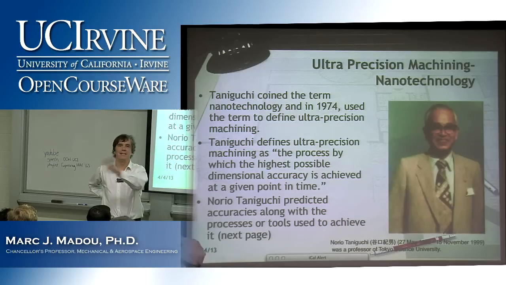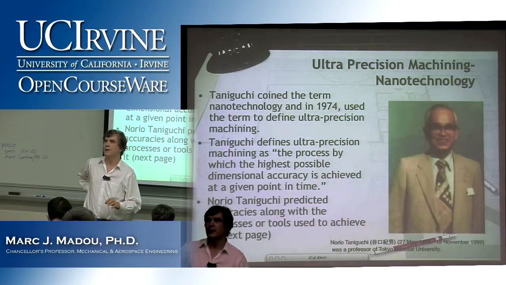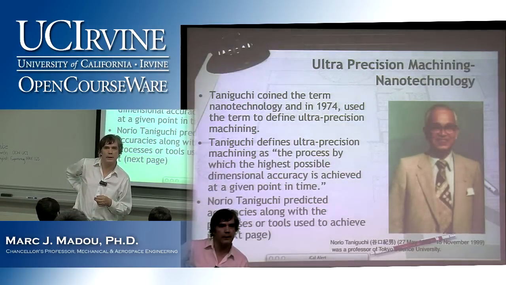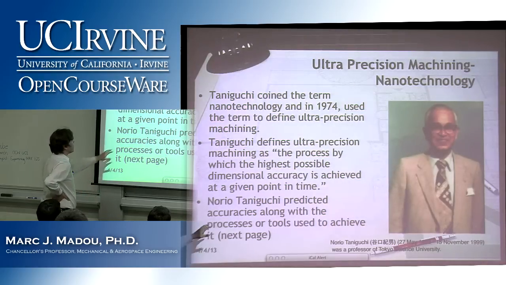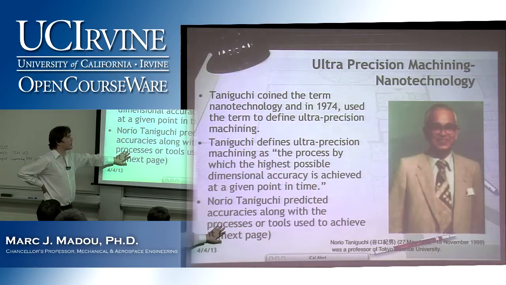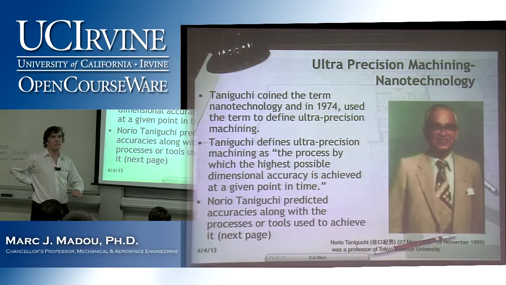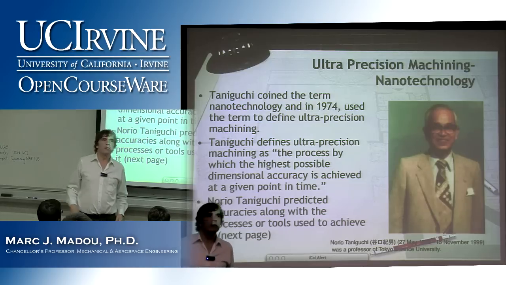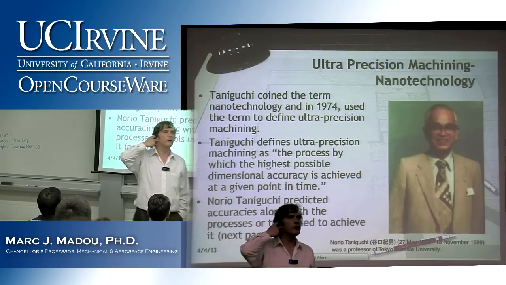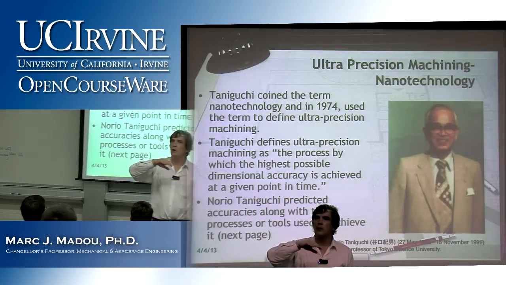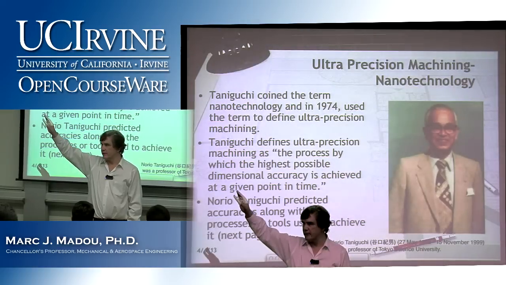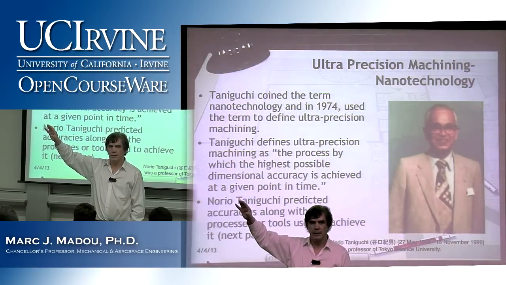And so the curve we're going to look at next is the one we also had in class 1, but I said let's deal with it in class 2 because you will already have learned a little bit more. So he predicted the accuracies along with the processes or tools to achieve these accuracies. In other words, just like Gordon Moore predicted how the evolution of integrated circuitry would work over time.